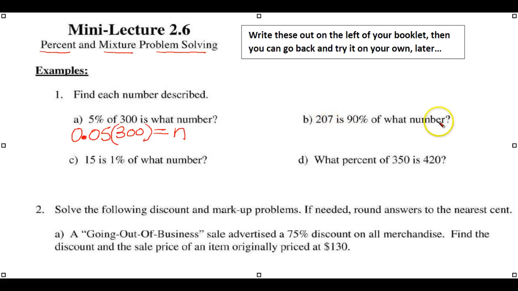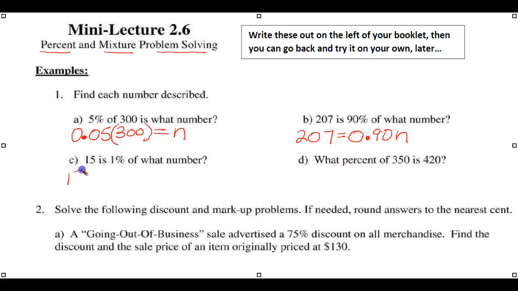All right, now this one. 207 is 90% of what number? So again, we're looking at putting the N in different places, but just reading it right from the statement into algebra.